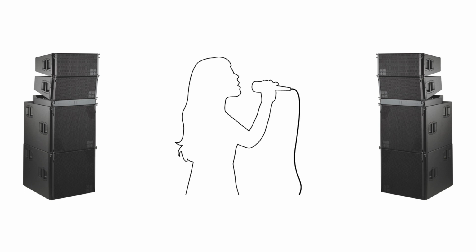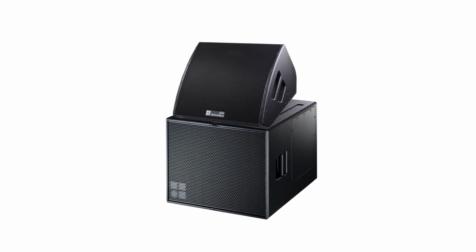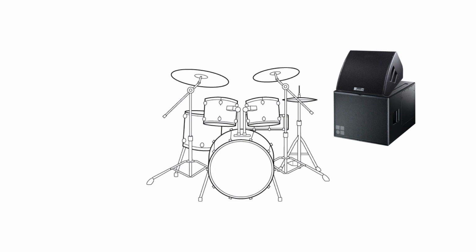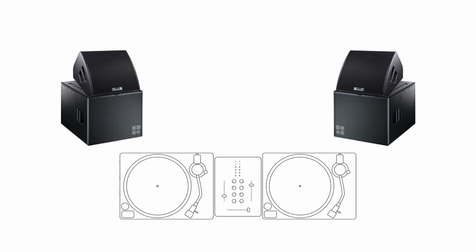These are called side fills and tend to be larger and have subs for the low frequencies. Some musicians also need extra low end in their mix, so they'll take a sub in addition to their wedge. This can help drummers hear their kick drum or DJs hear the low end of their stereo mix.